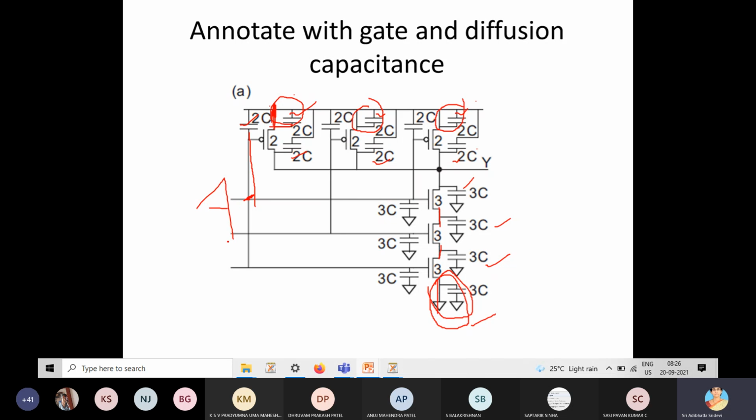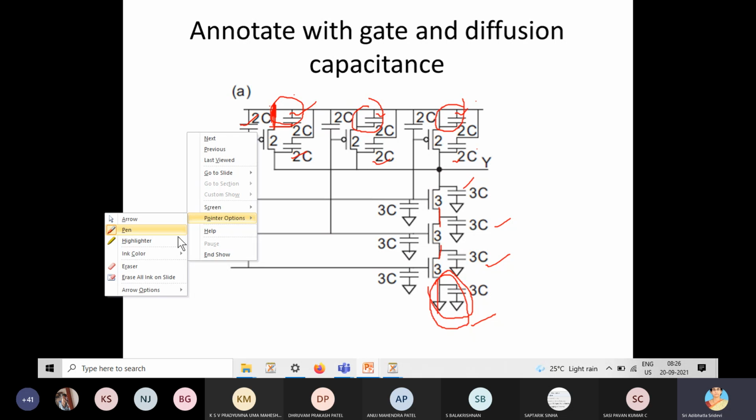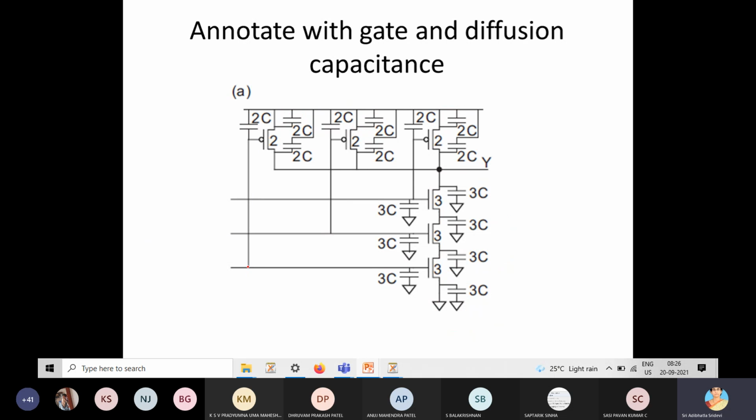When input is connected to both PMOS and NMOS, take this as input A. It is connected to this and at the same time to this. Say this is input B. This is connected to 2C here and 3C here. Similarly, the third input is connected to 3C here and 2C here. So each input is experiencing an input capacitance of 5C: 3C with the NMOS, 2C with the PMOS.